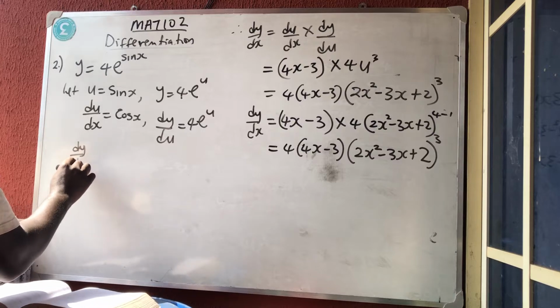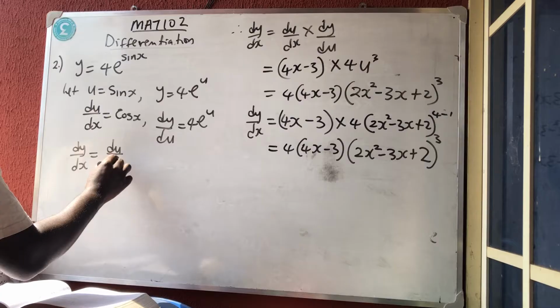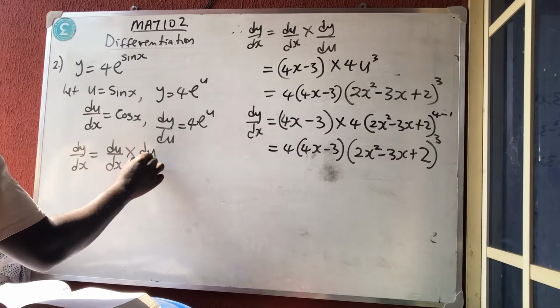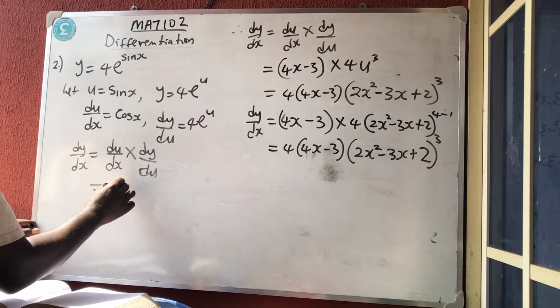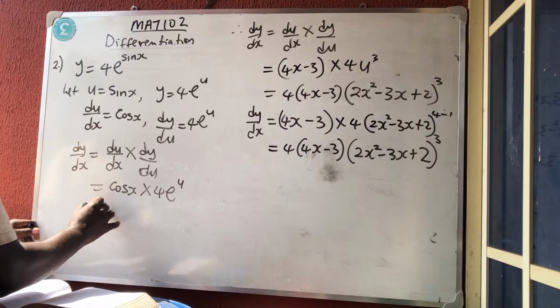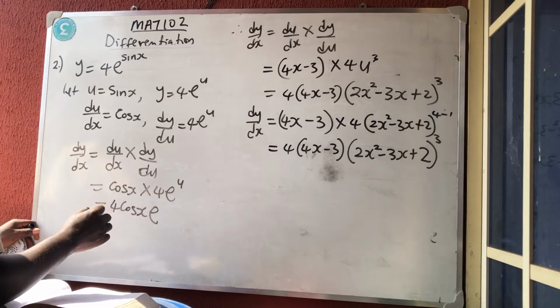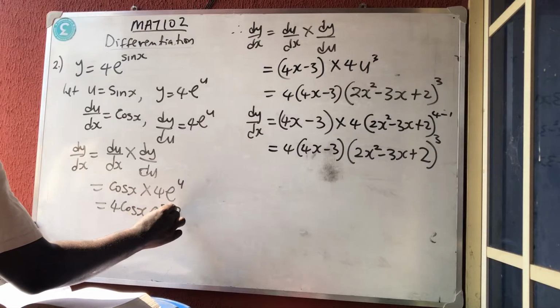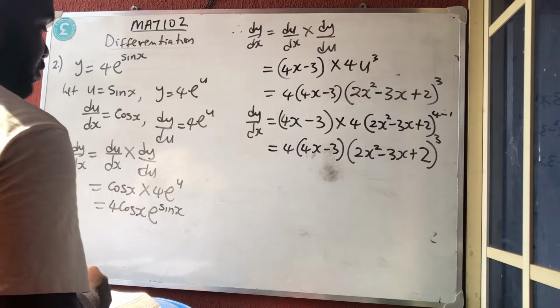dy/dx is simply to multiply the two of them, which is du/dx times dy/du, which is cos x times 4 e raised to power u, which is 4 cos x, then e raised to power. What is my u? My u is sine x. Okay? So that is how to solve it using the formula.